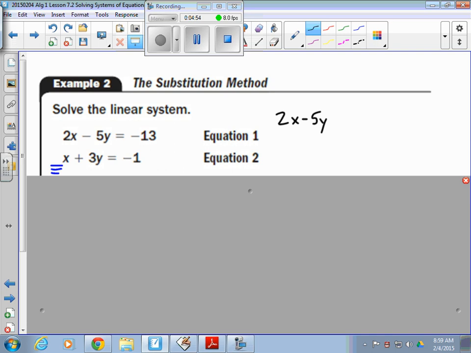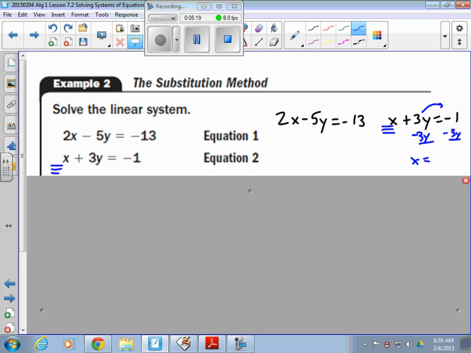2x minus 5y equals negative 13, and x plus 3y equals negative 1. Again, you want to try to isolate that x that has the 1 coefficient. So all you're doing is getting that x by itself. In order to do that, bring the 3y over by subtracting 3y on both sides.